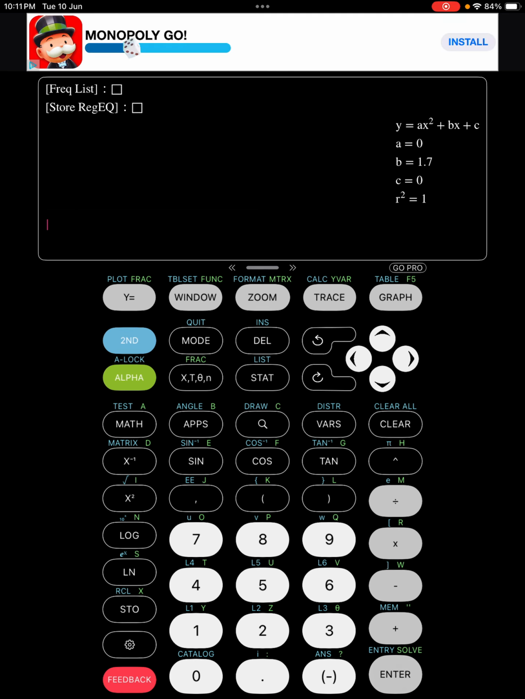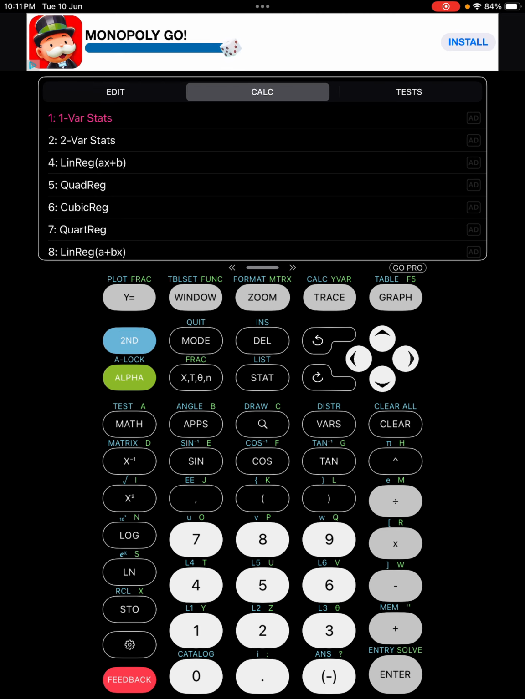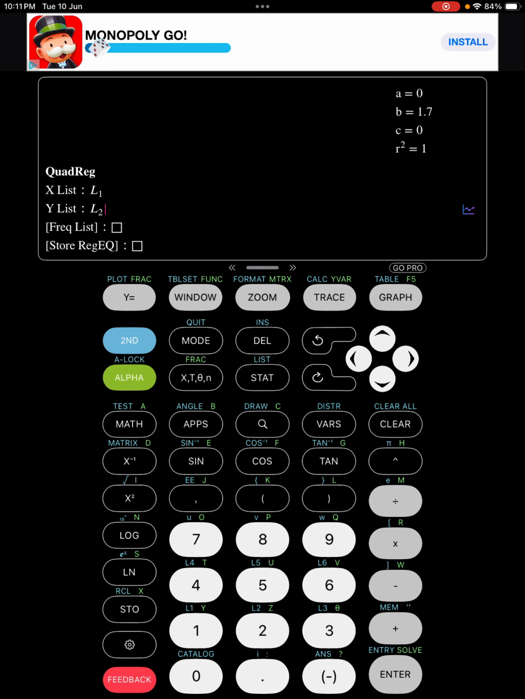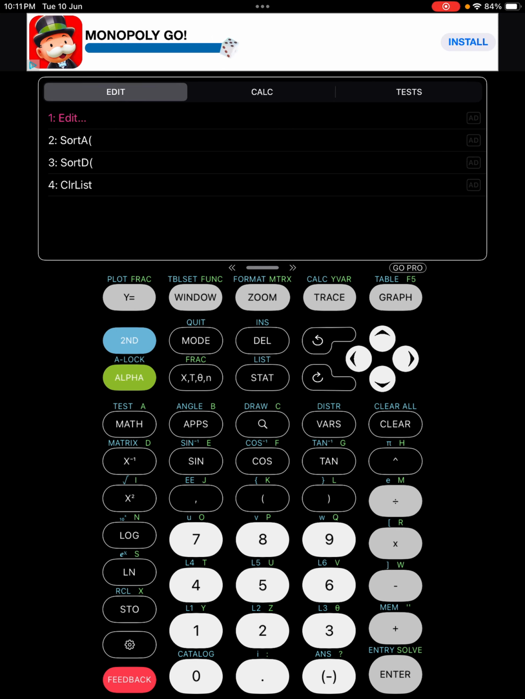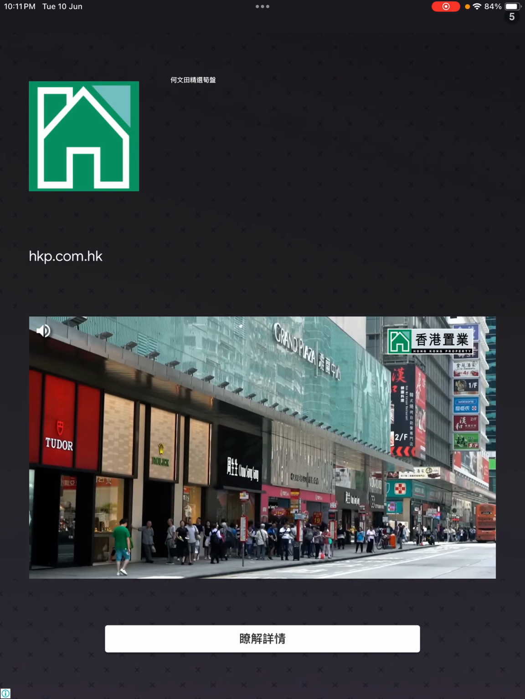This doesn't look very right. Let me try again. So calc, option 5, L1, L2. Oh no, come on. What's that? Okay, wait, let me just double check something.